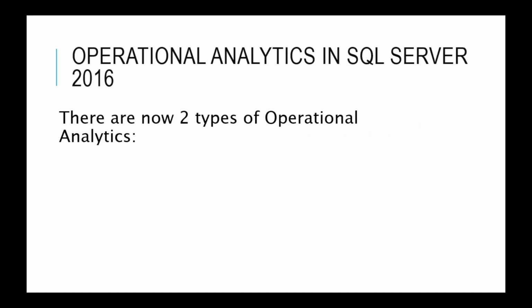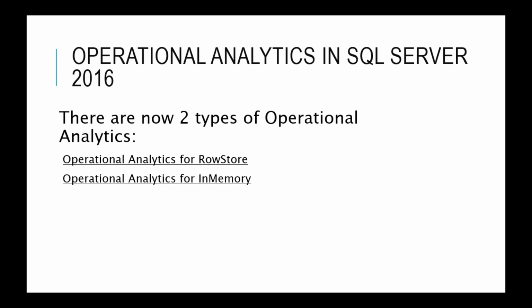Okay, so operational analytics in 2016 and beyond, we have two types. The operational analytics for the rowstore, for the disk-based tables, and for the in-memory tables. This means you can have your in-memory table and you can build an updatable columnstore index for the in-memory.